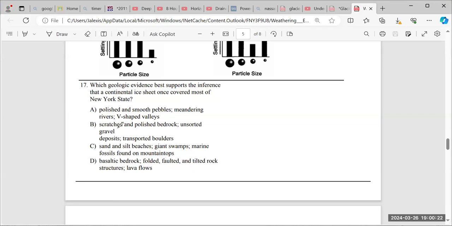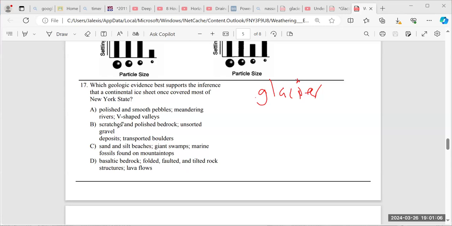So 17, which geologic evidence best supports the inference that a continental ice sheet once covered most of New York State, right? So this continental ice sheet, we also want to look at this as a glacier, right? So when I'm choosing an option, I have to choose an option that's going to resemble evidence of where a glacier used to be. So I'm looking at what the sediments look like that's been transported by a glacier. What do landscapes look like that shows evidence that a glacier has been here?